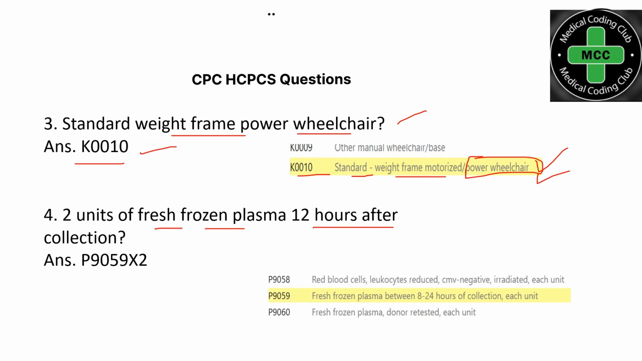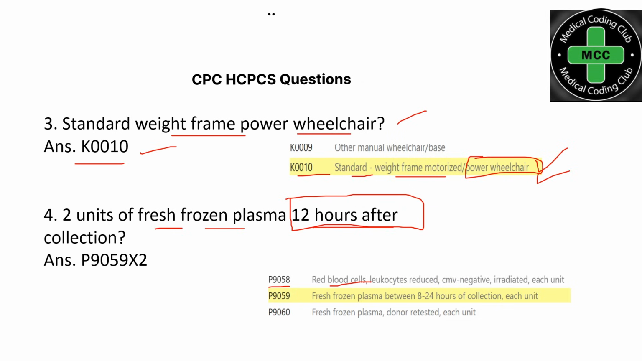Next question: 2 units of fresh frozen plasma 12 hours after collection. Here it is frozen plasma, and they are also talking about the duration, 12 hours after collection. We will have codes where the duration is given, like the sample being collected in the range of 8 to 24 hours. If you are getting 12 hours, then you should check those P series codes, the storage codes. So here it is frozen plasma, and you can check the code descriptions.